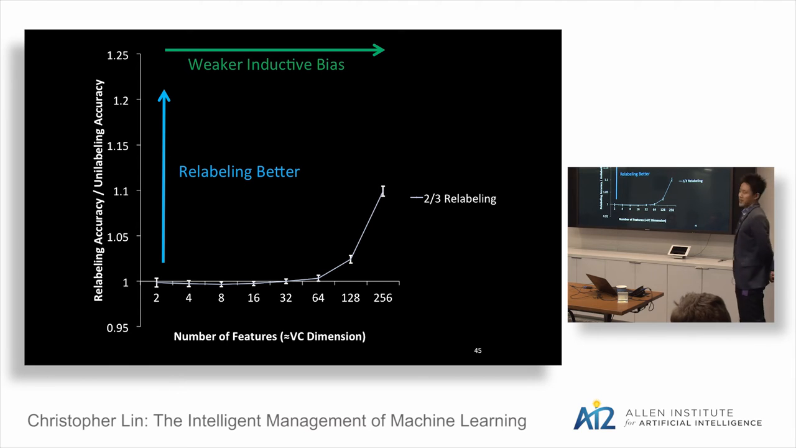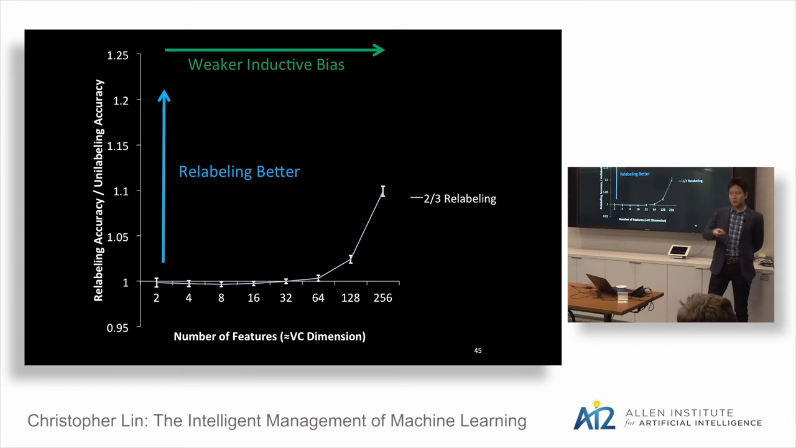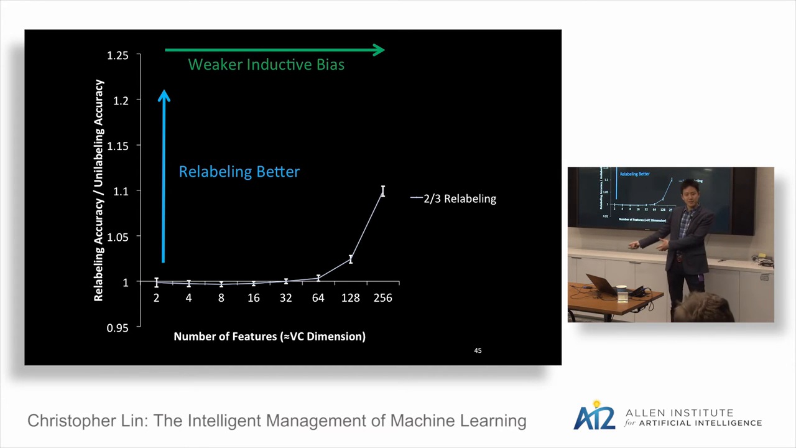I think what you say is fair. I think what we're just trying to show is a trend: as you increase the number of features, you're increasing the VC dimension, you're weakening the inductive bias, and it makes relabeling more powerful. It doesn't necessarily mean you should always use relabeling. For this particular data set, yes, it does. But the trend is that relabeling becomes more powerful as the inductive bias becomes weaker. Right. And that's just what we're trying to show.